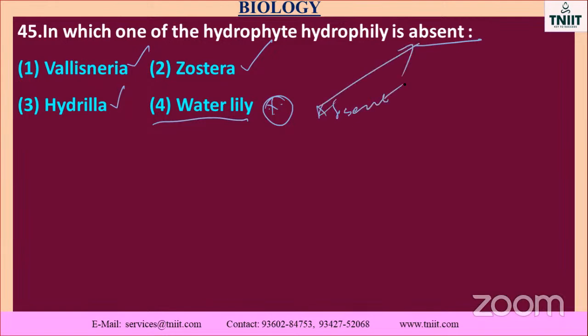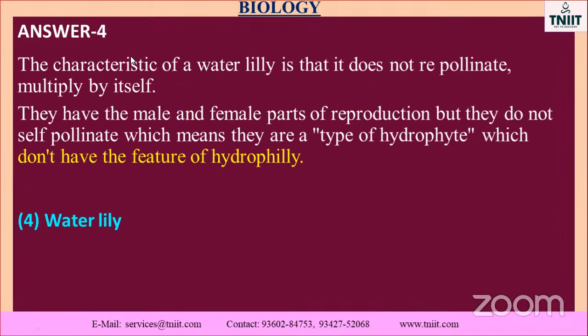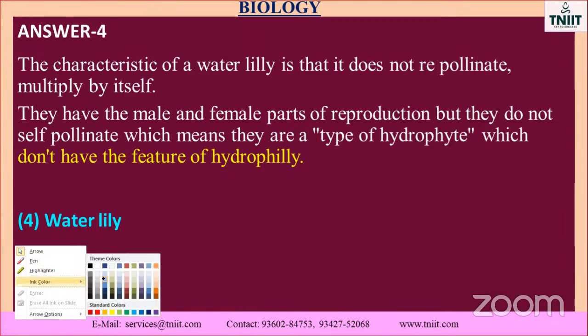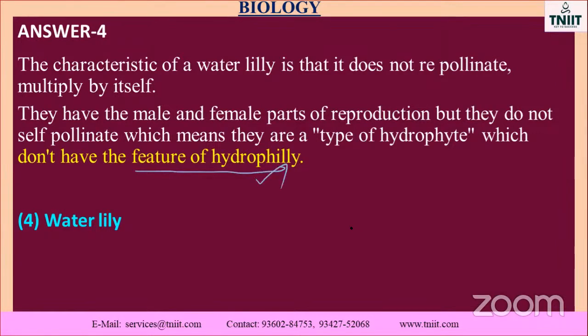See the answer. The characteristic of water lily is that it does not pollinate by water. They have male and female parts of the reproduction, but they do not self-pollinate, which means they are a type of hydrophyte which does not have the feature of hydrophily. That is the point. So the others have the hydrophilic nature. They can pollinate with the help of the water. So that is very, very important. So the answer is the fourth one, water lily.